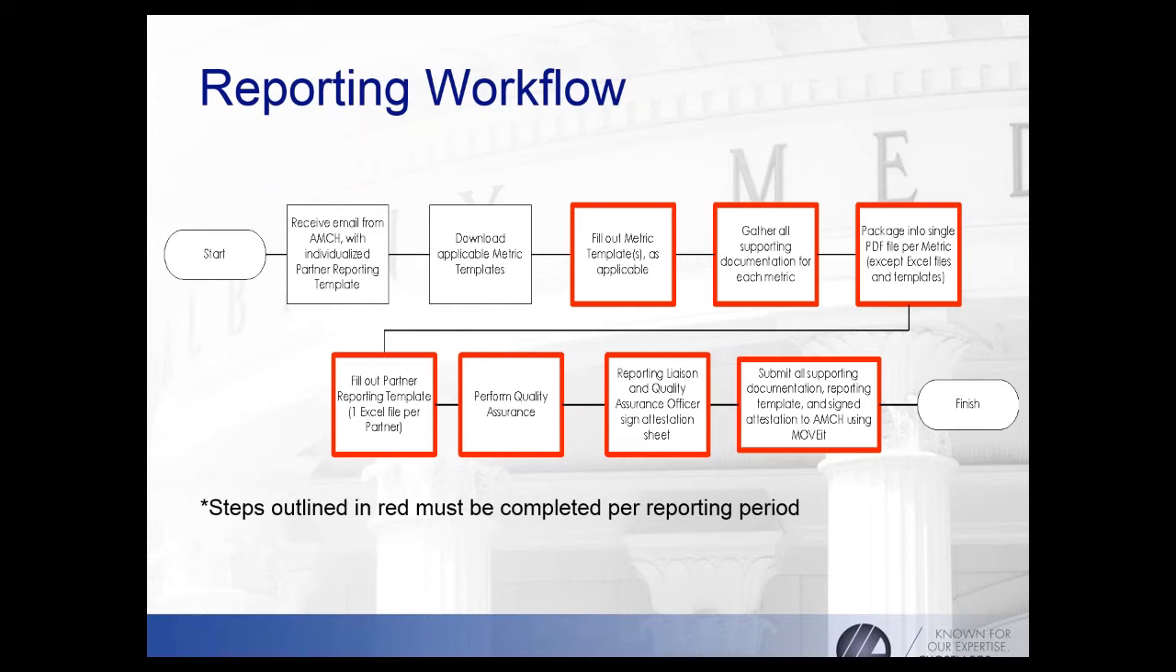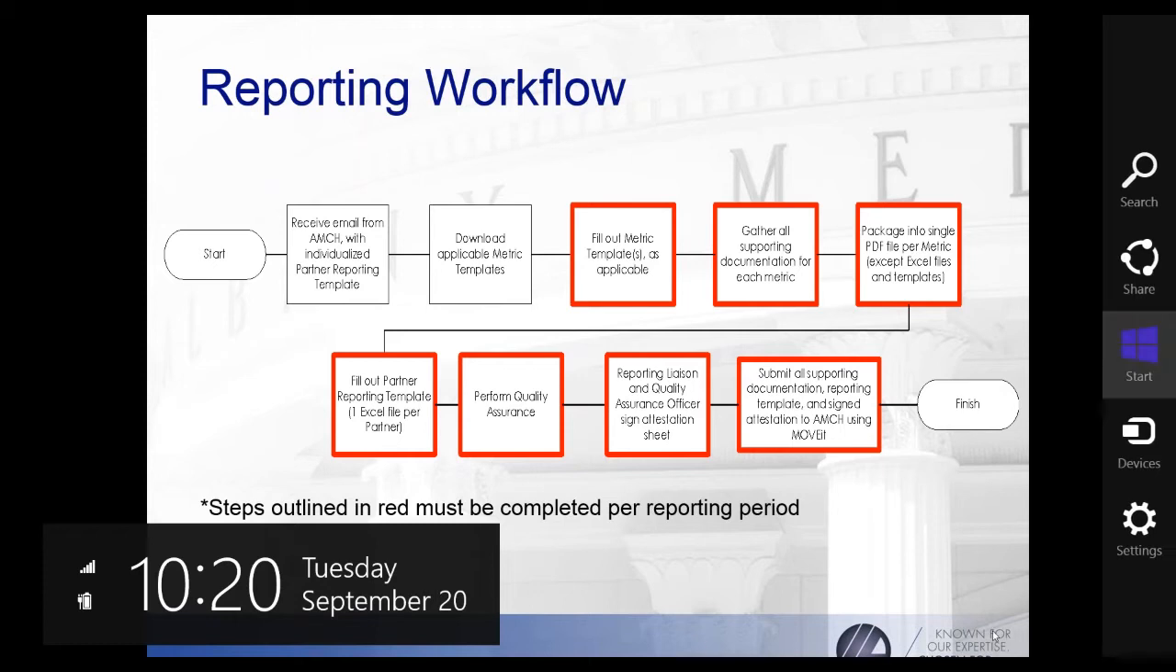You'll have to gather any additional supporting documentation for each metric. You'll want to make sure that you package all your information, your documents, into one single PDF file for appropriate metrics. Please don't PDF any Excel templates. If there are Excel files that you're using for supporting documentation for some reason, please do check with AMCH if they prefer for you to PDF it or not. But for the most part, everything that they're requiring Excel files for, they should have provided a template for already.